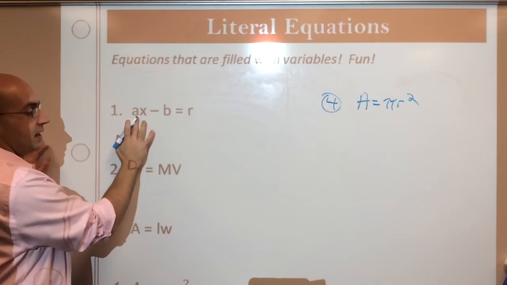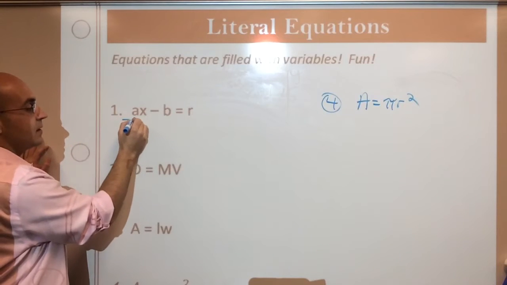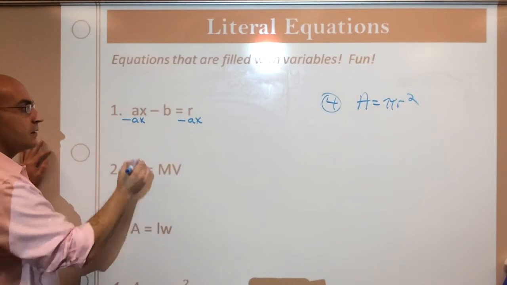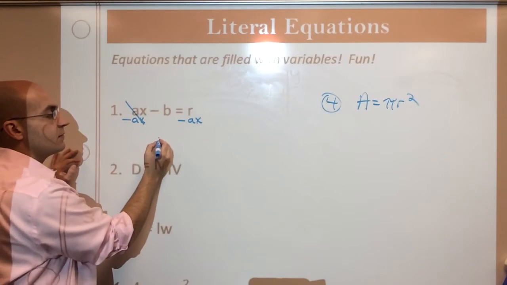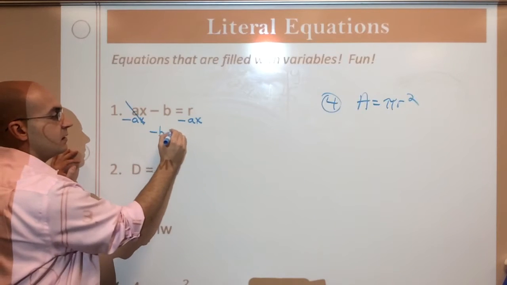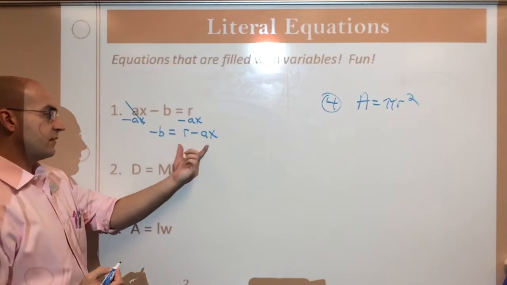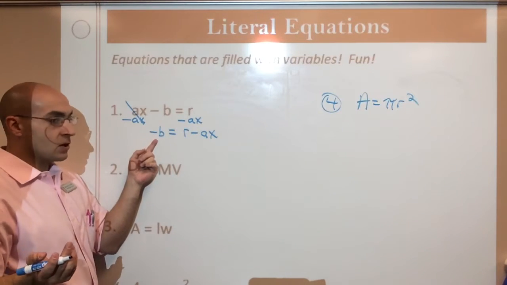I want to get rid of this ax. So if that's a positive ax, which it is, because it doesn't have a negative sign, I'm going to subtract ax on both sides. That cancels ax on this side of the equal sign. So let's rewrite what we have. We have a negative b equals r minus ax. Because obviously I can't subtract them because that doesn't make any sense. They're just letters, right?